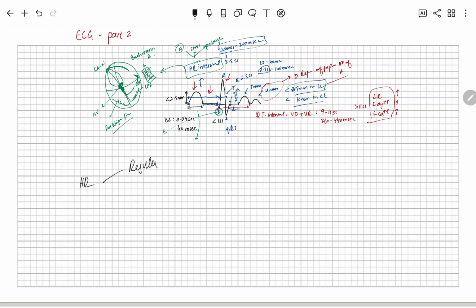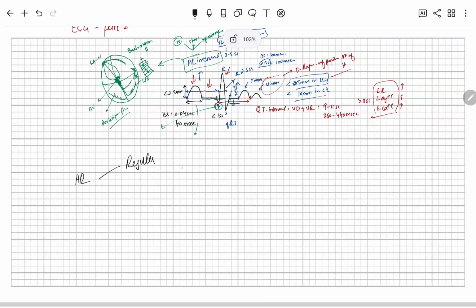Okay, so let me draw the complexes here. This is the P wave, then we'll have the PR interval, then the QRS complex, ST segment, then the T wave, right? Then we'll again have the P wave, then PR segment, then QRS complex, ST segment, and T wave, like that.